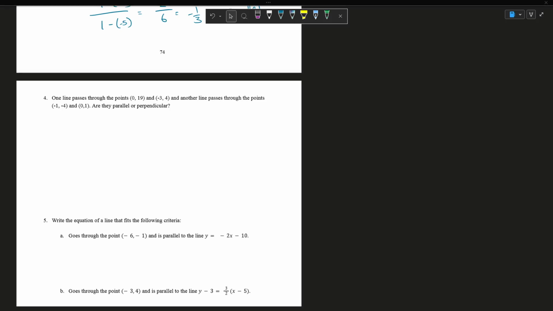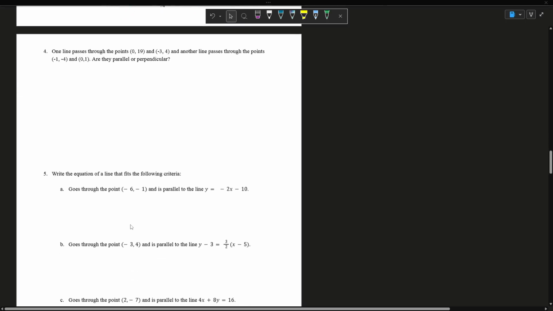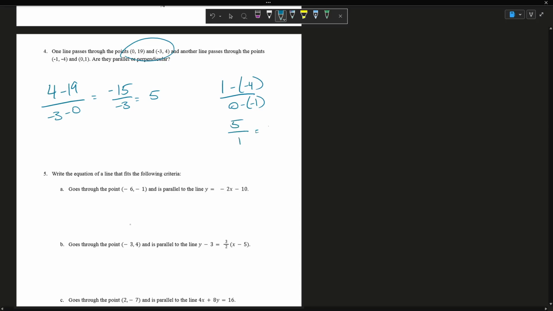Okay. So one line passes through these points, another line passes through these points. So instead of an equation and a point, we now have 2 sets of points. For the first one, 4 minus 19 over negative 3 minus 0. Negative 15 over negative 3, or 5. The next one, 1 minus negative 4 over 0 minus negative 1, gives me 5 over 1, or 5. These are parallel.